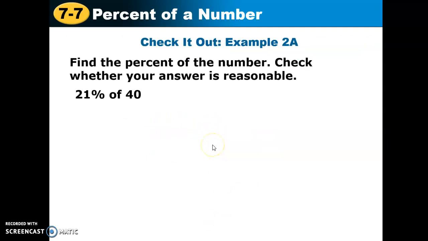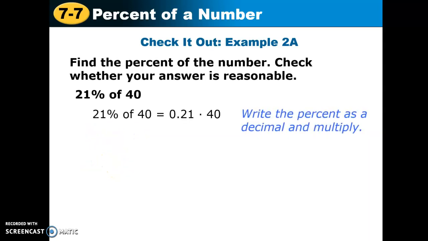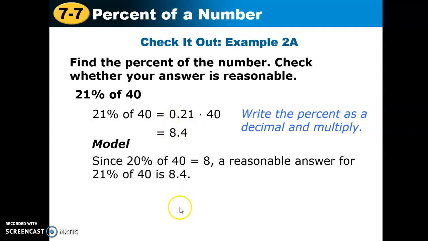Okay, 21% of 40. Real quick, in your head, what's 20% of 40? What's 10% of 40? It's 4, right? So if we double that to get 20%, it would be 8. So let's see, hopefully our number is close to that. Okay, so if we change 21% to decimal, we have 0.21 times 40, which gives us 8.4. We're right on the money. Right on the money based on our estimate.